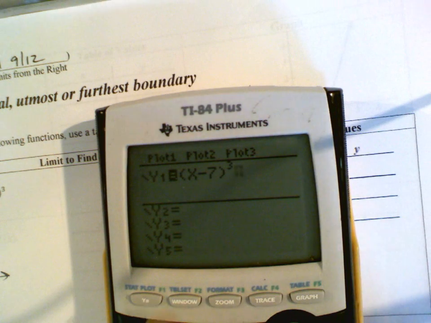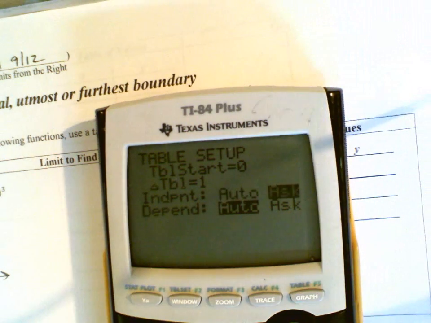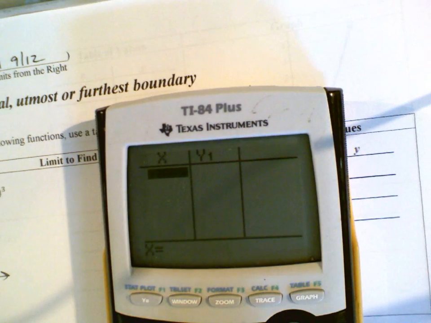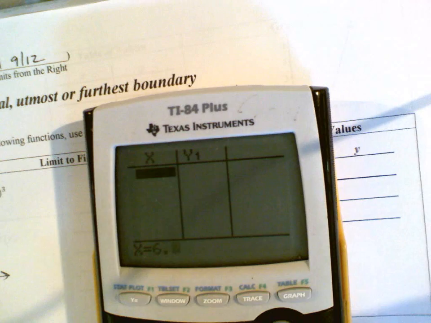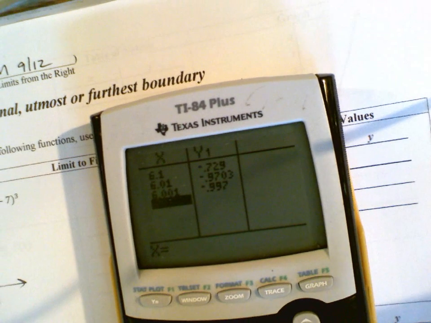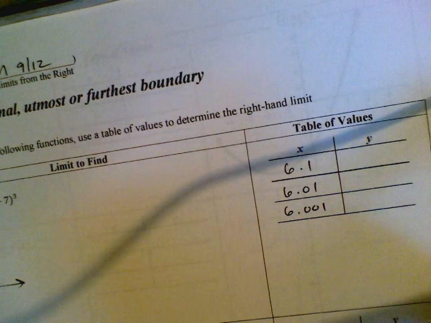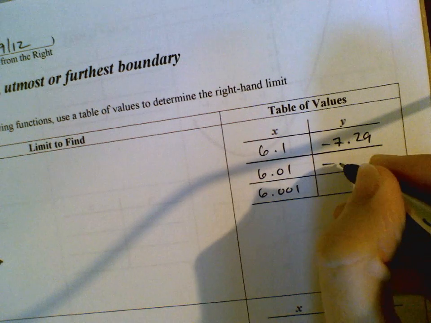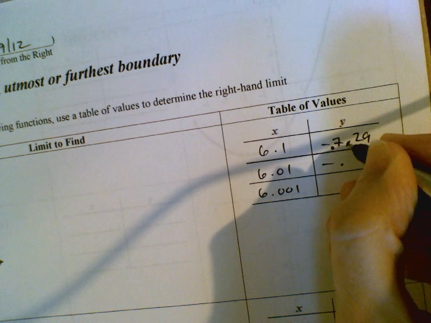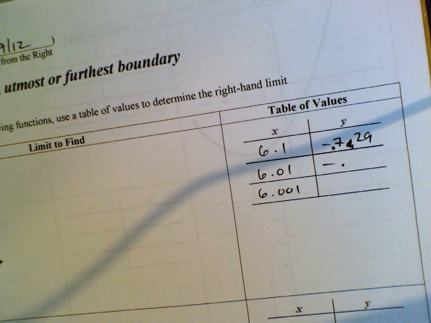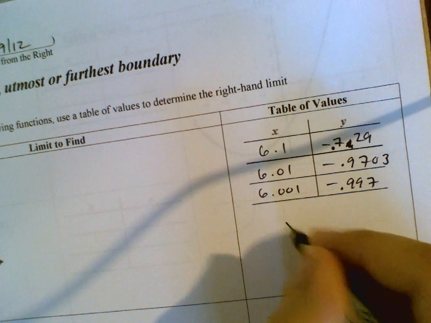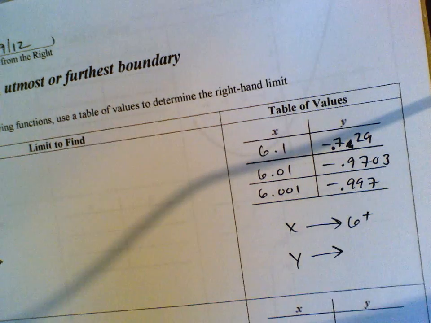I make sure that my table is set to ask for the independent variable, because I want to be choosing what x values I'm finding the outputs for. Then I go to table and type in these numbers: 6.1, 6.01, 6.001. I'm going to record them and then use an arrow diagram to analyze my table, and then I will get my answer. So I've got negative 0.729. I messed that up, sorry guys, that's not there. Negative 0.970299, negative 0.997.